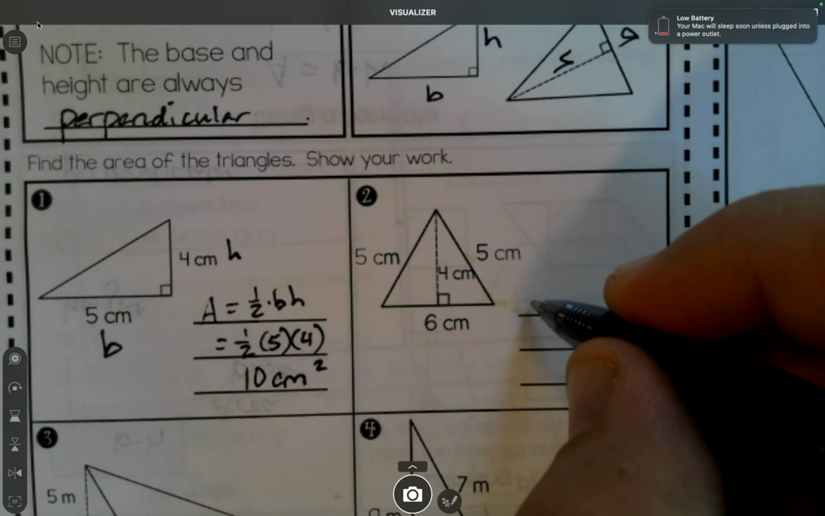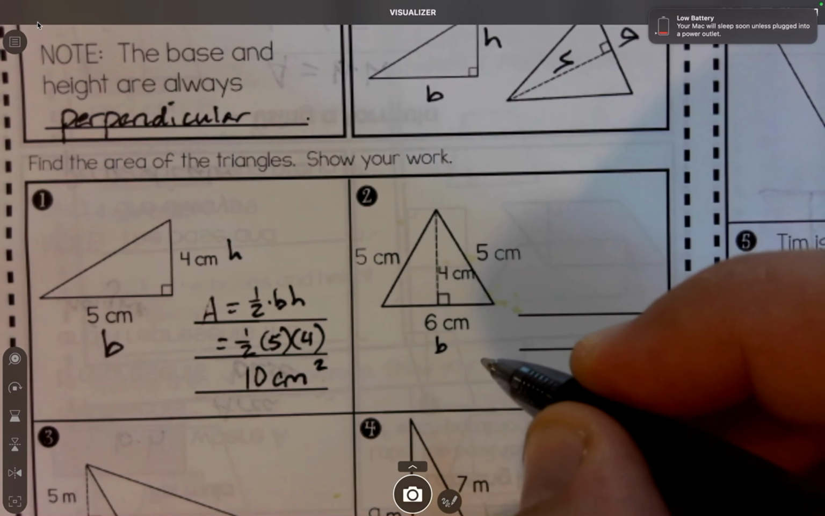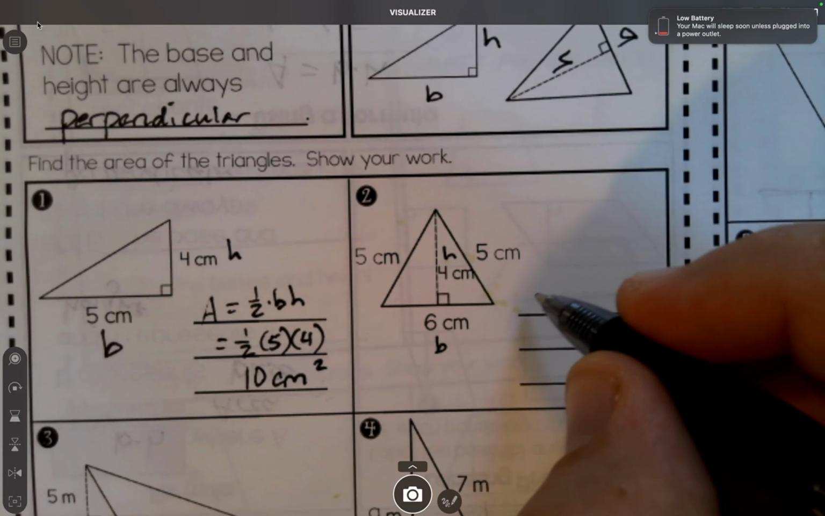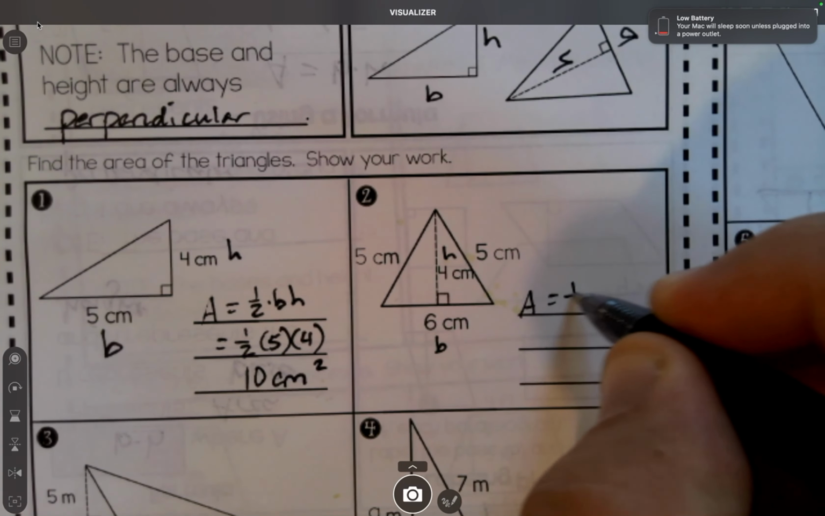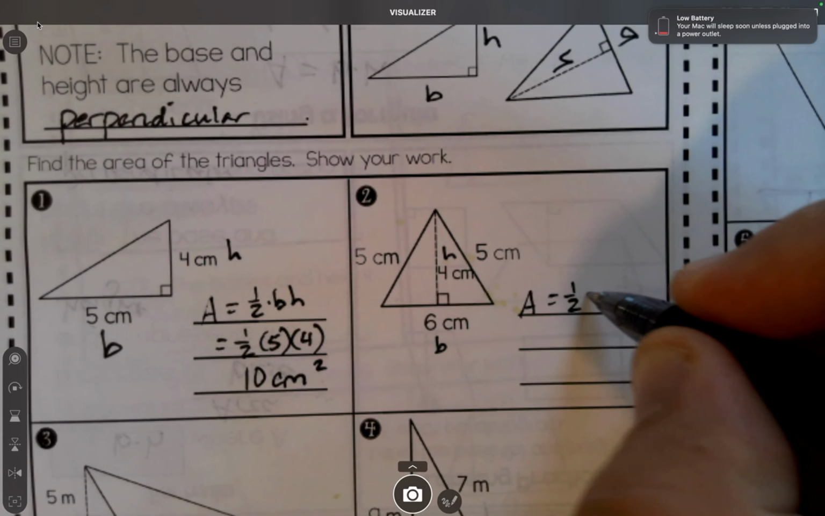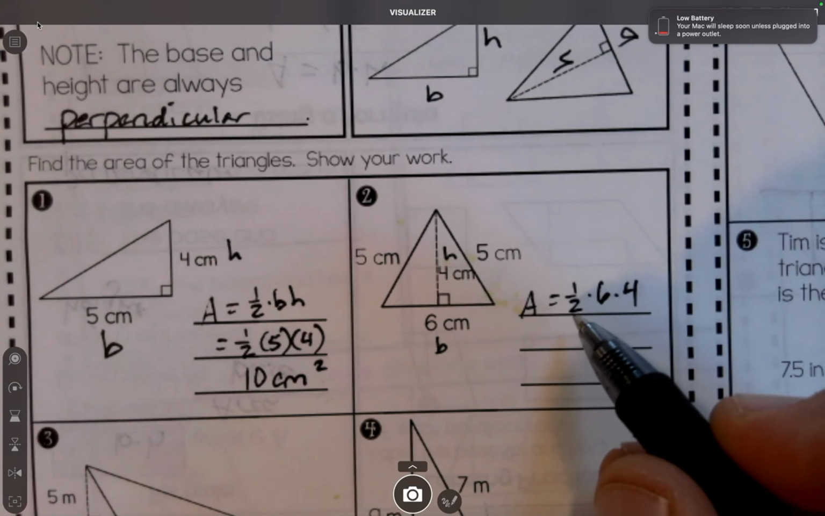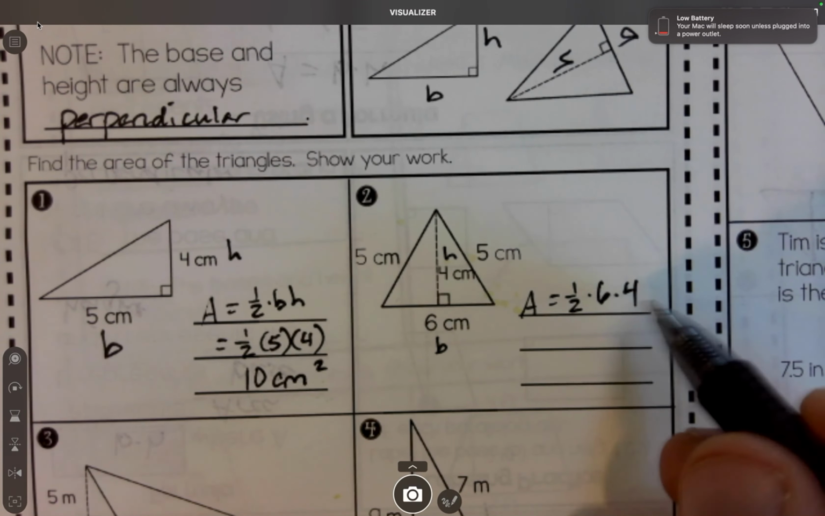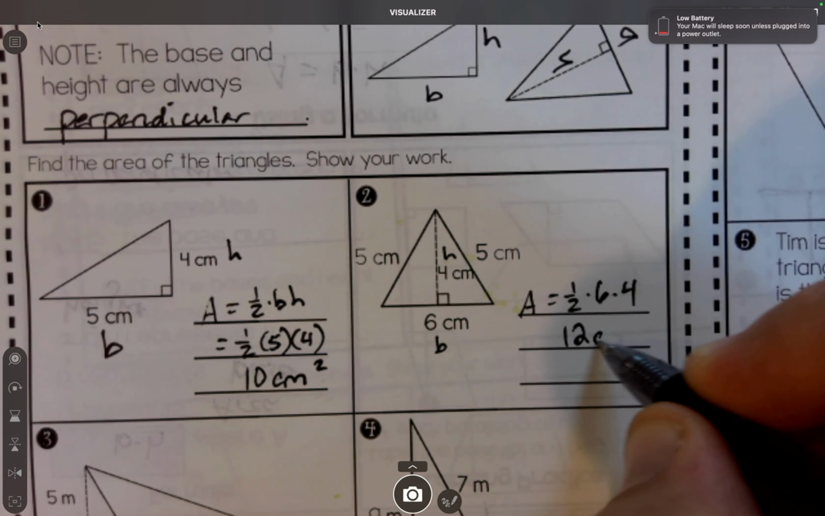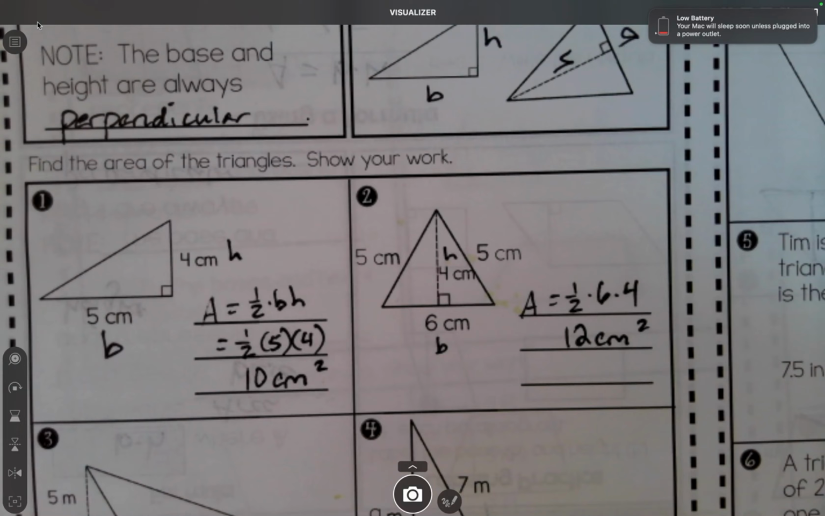Okay, on number 2, our base is 6, our height is 4, so we get the area equals 1/2 times the base 6 times the height 4. Half of 6 is 3, 3 times 4 is 12, so it's 12 square centimeters.